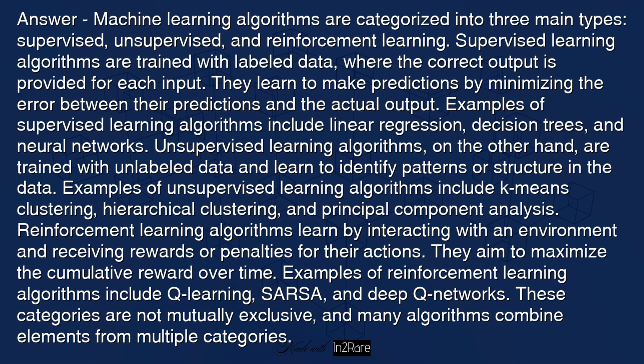Unsupervised learning algorithms, on the other hand, are trained with unlabeled data and learn to identify patterns or structure in the data. Examples of unsupervised learning algorithms include k-means clustering, hierarchical clustering, and principal component analysis. Reinforcement learning algorithms learn by interacting with an environment and receiving rewards or penalties for their actions. They aim to maximize the cumulative reward over time. Examples of reinforcement learning algorithms include Q-learning, SARSA, and deep Q networks. These categories are not mutually exclusive, and many algorithms combine elements from multiple categories.